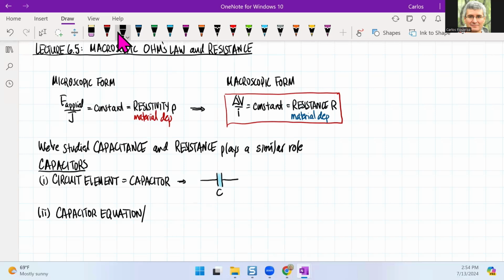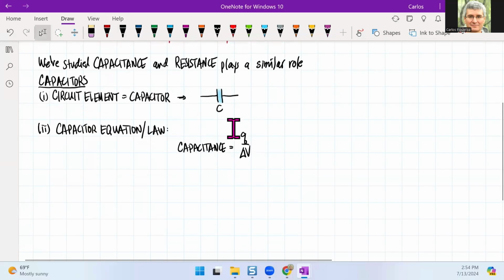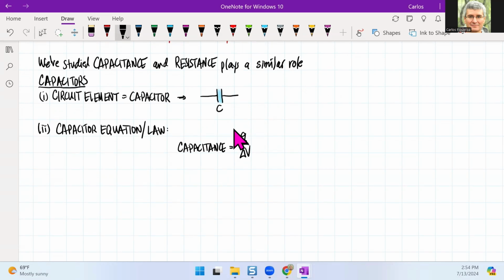And to just continue in the line of Ohm's law, I'm going to call this also a law. And what we found here is that the capacitance was defined as the ratio of charge divided by voltage. But that was only half the story. It didn't tell us about the characteristics of the capacitor. So then we came to what I call the characteristics.